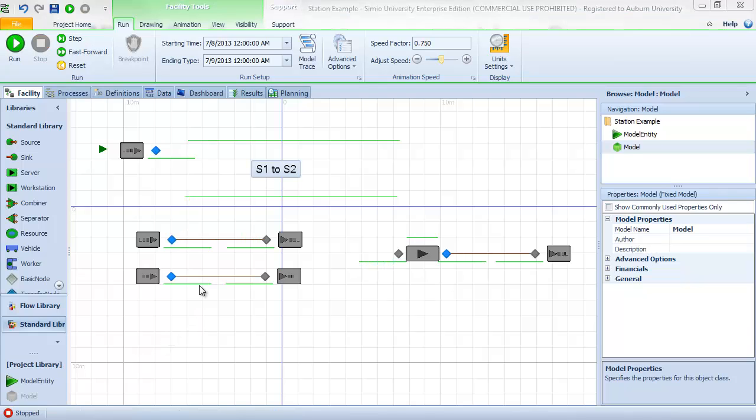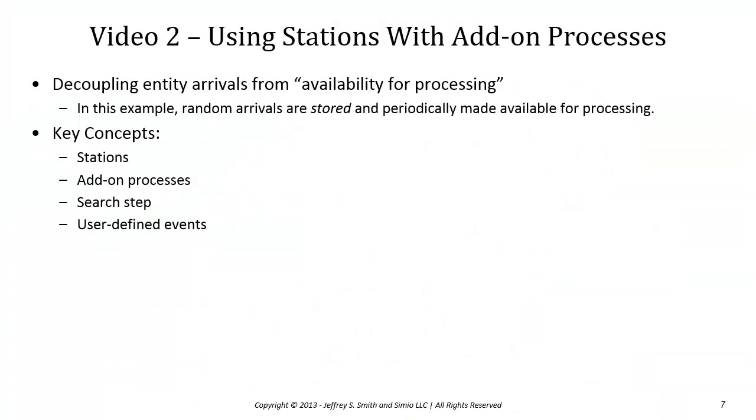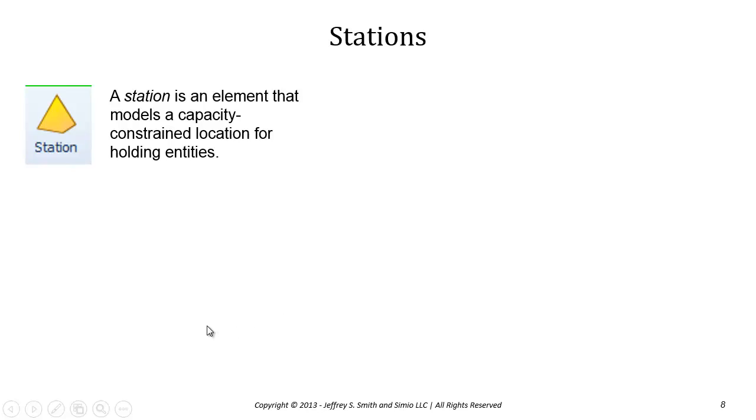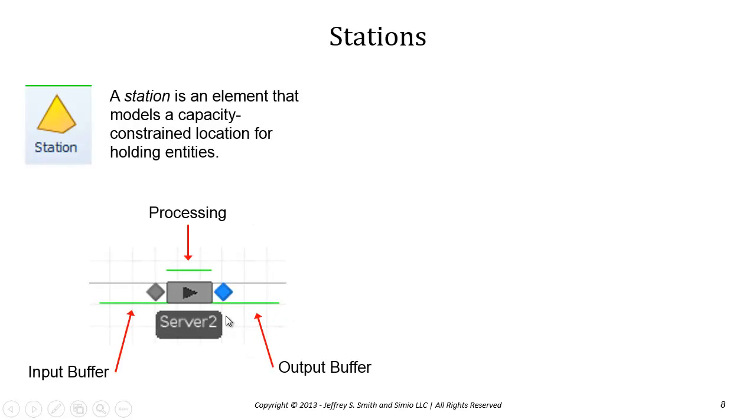Before we look at how we would build this model, we need to look at a couple of key concepts that we'll use in the model. First and foremost, what is a Simio station? A station is an element that models a capacity-constrained location for holding entities. As we know, Simio models entities that exist in physical space, and so a station provides a location where I can store entities, and I can optionally have a capacity associated with that location.